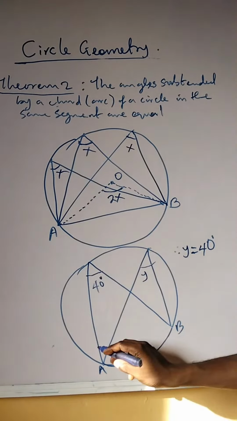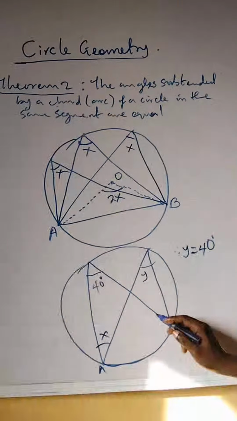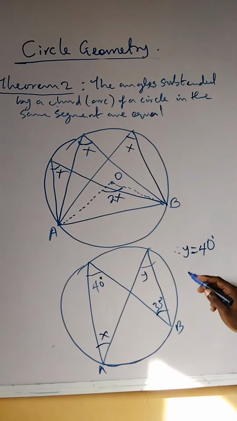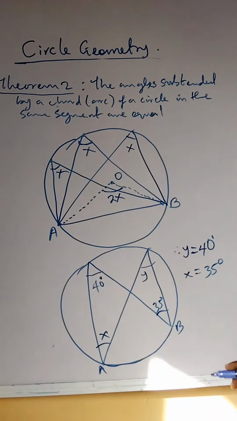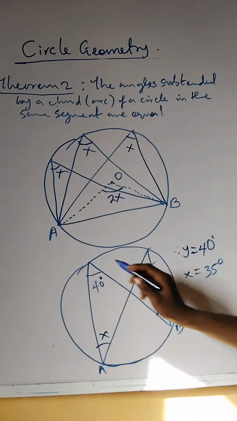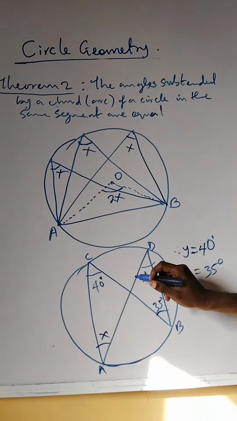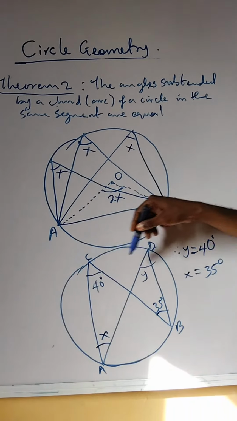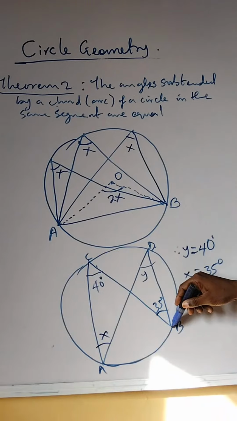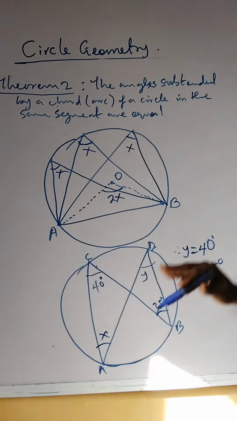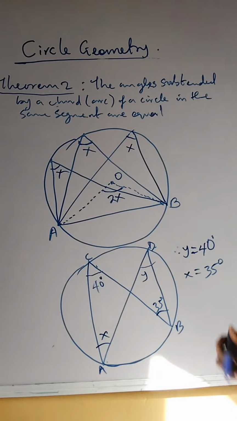Like for instance, you might say this is x and this is 35 degrees. So without mixing words, we say x also is 35 degrees. Why is it so? Because looking at it from this other side, if this is C and this is D, we discover that this chord CD subtends this angle at the circumference here, and also subtends this angle at the circumference here. So both angles lie in the same segment. Therefore, x equals 35 degrees, angle in the same segment.